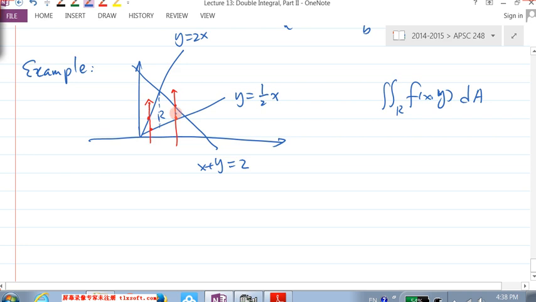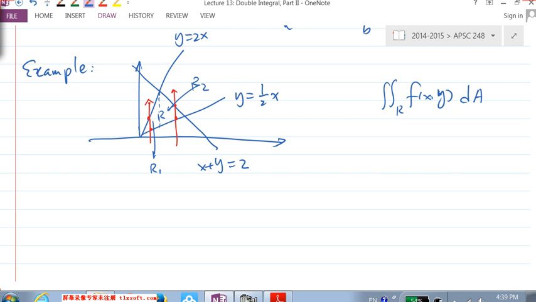On each side of the separation, you have a unique y min and y max. Does that make sense? On this side, let's say this is R1, and this is R2. Let's see what the integrals for R1 and R2 are.